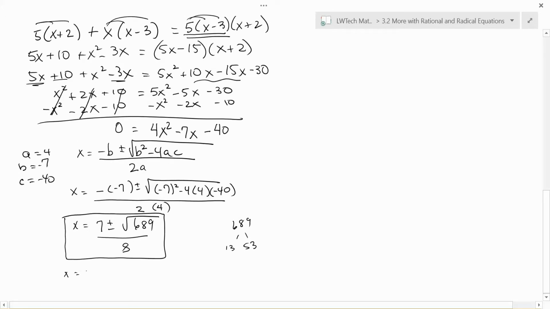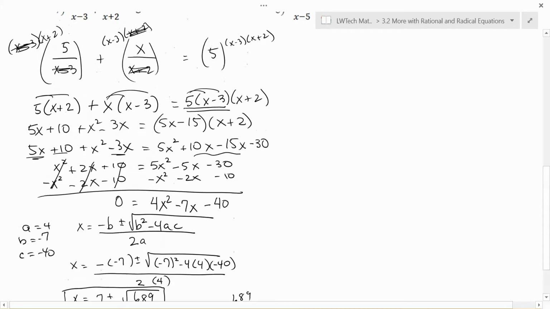If you decide to break it up, remember we talked about that a little bit. The 7 would get divided by 8. We would consider that 1/8 times the square root of 689, or just the square root of 689 over 8, like that. So either of those forms is good for that particular solution.